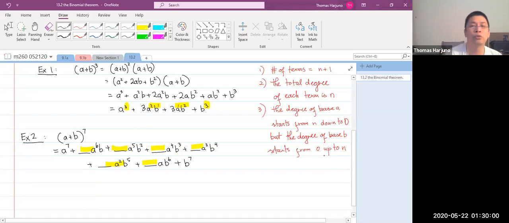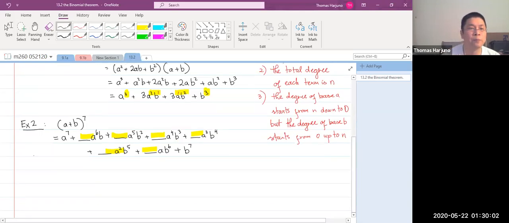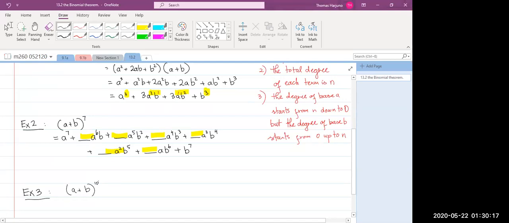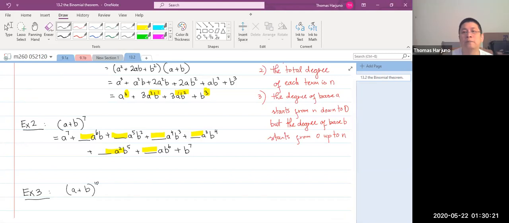Let me ask you to do the expansion for a plus b to the 10. How many terms there should be? 11. 11 terms, that's right. I give you maybe 1.5 minutes.